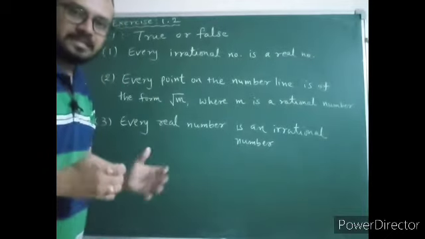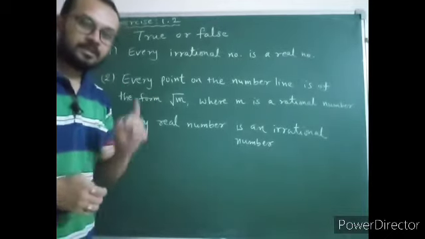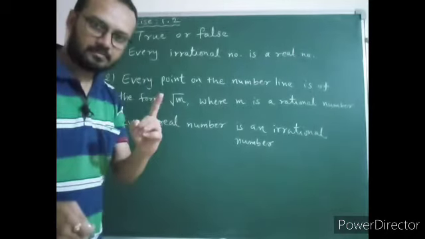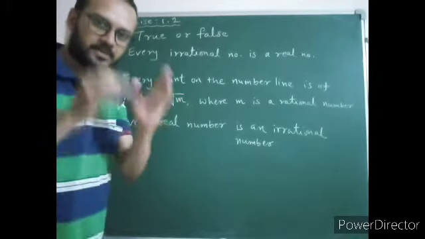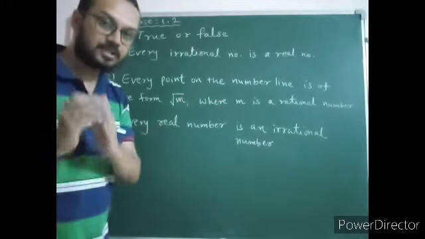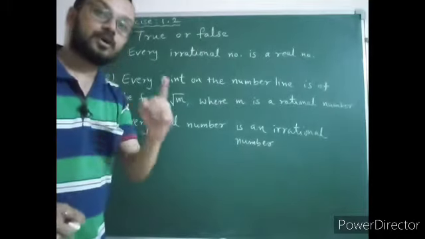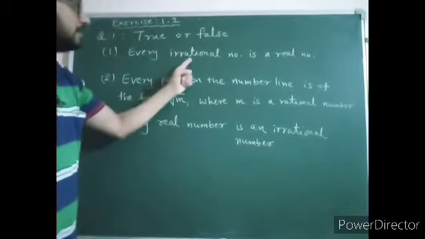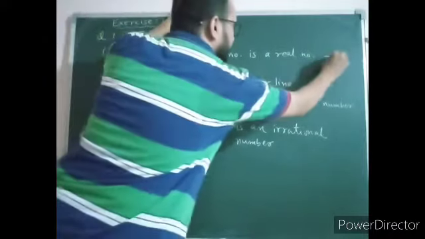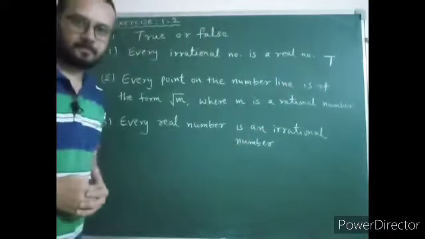We know what irrational numbers are. The real number set is a set which contains rational numbers as well as irrational numbers. It means each and every rational number is a real number, as well as each and every irrational number is also a real number. So here every irrational number is a real number. The statement is true.